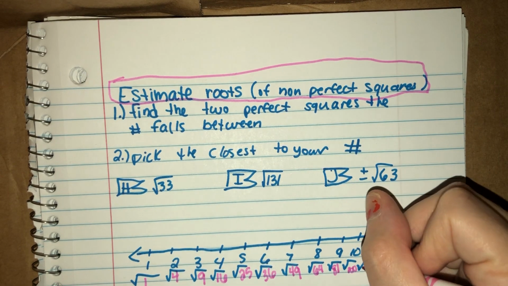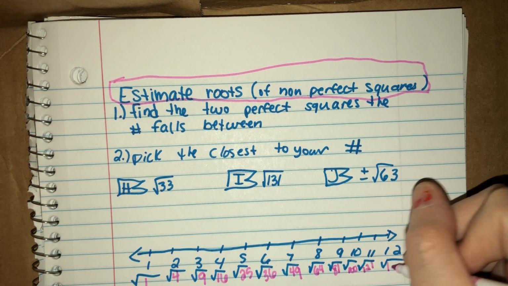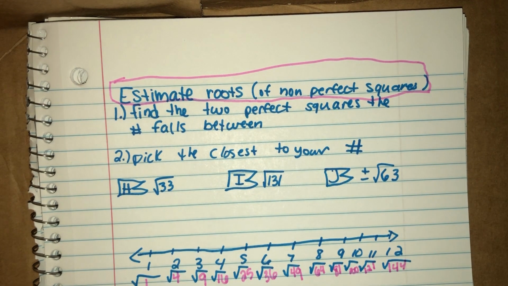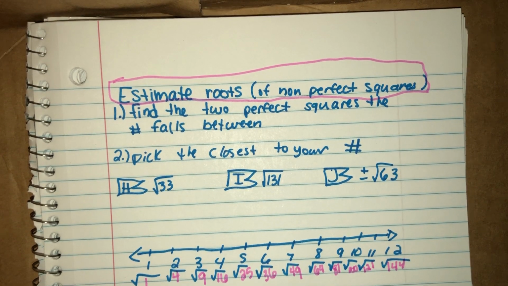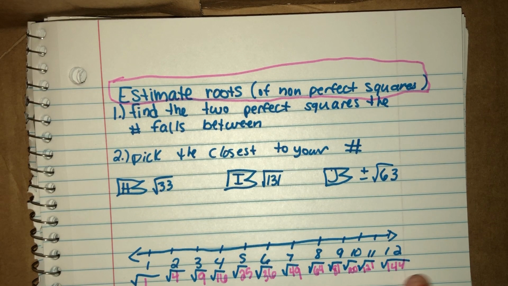Kind of ran out of space there. 11 is 121. And 12 is 144. So if you don't have those memorized, just refer to the notes. But yeah, I like to set up this number line.